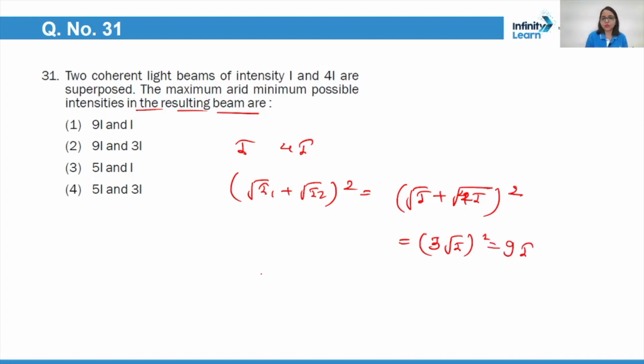And minimum is (under root of I1 minus under root of I2) whole square. So this is (under root of 4I minus under root of I) whole square, and that is equal to (under root I) whole square, which is I only, right? So maximum intensity is 9I and minimum is I.